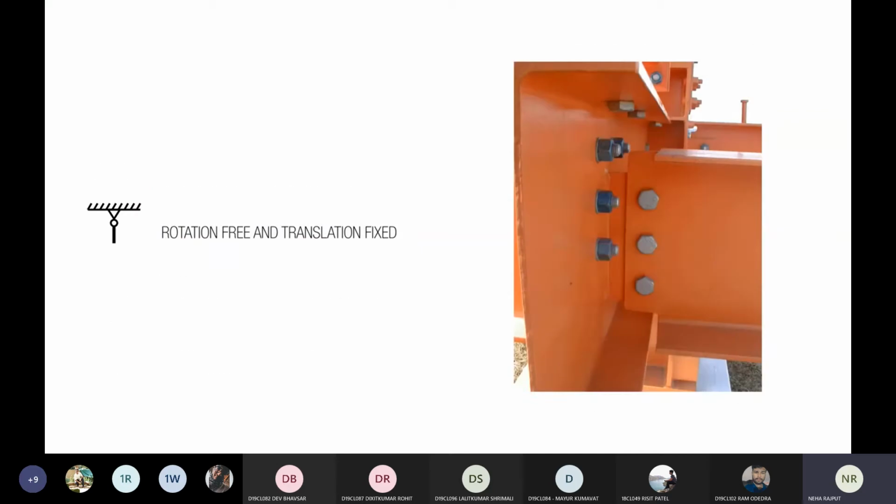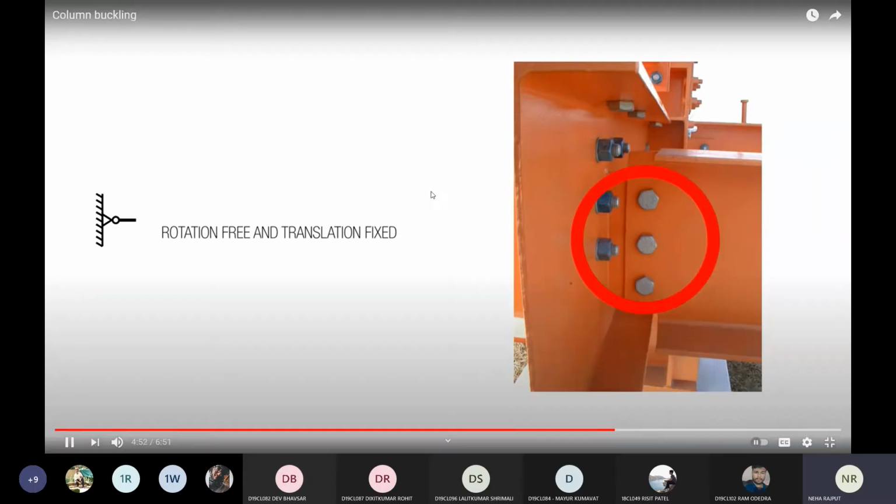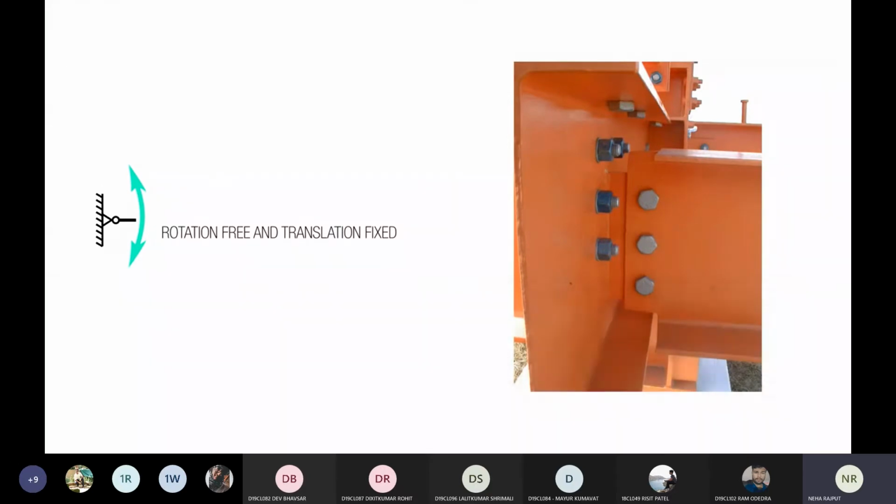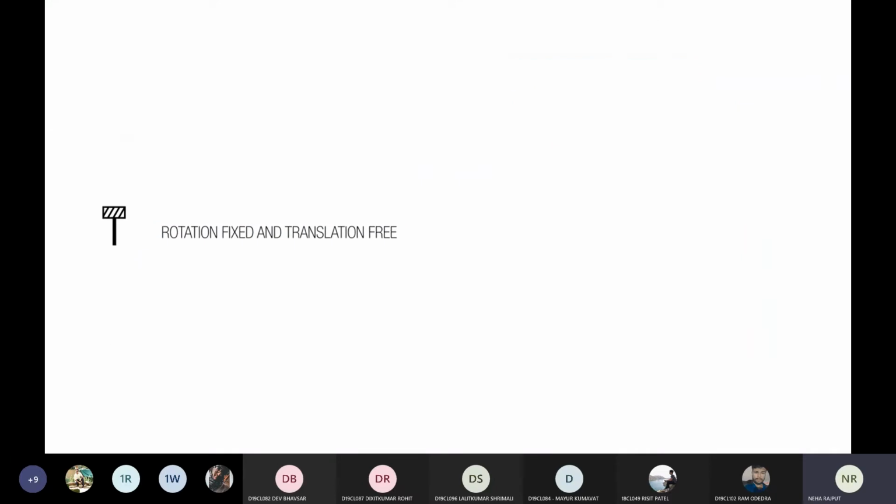This one, in the language of that chart, that table we just looked at, we would call rotation free and translation fixed. It's not able to slide up and down, but even though there are 3 bolts there, it is actually able to kind of pivot, because at the scale of the building, those 3 bolts are really kind of like a pin. Then we have rotation fixed and translation free. Go ahead and hit pause and try to determine where we use that kind of connection.